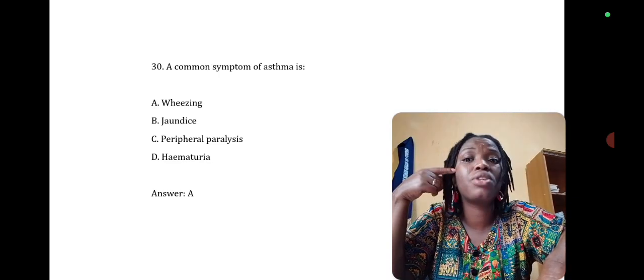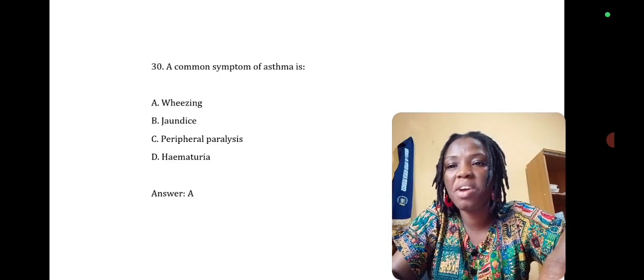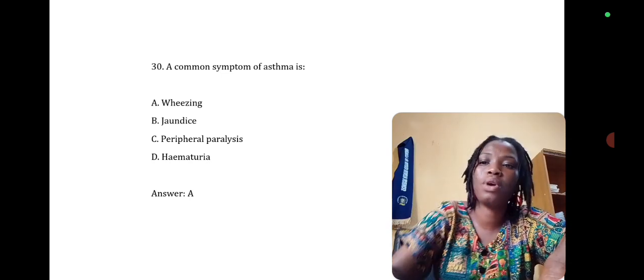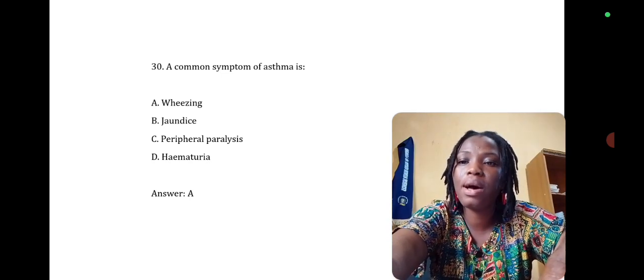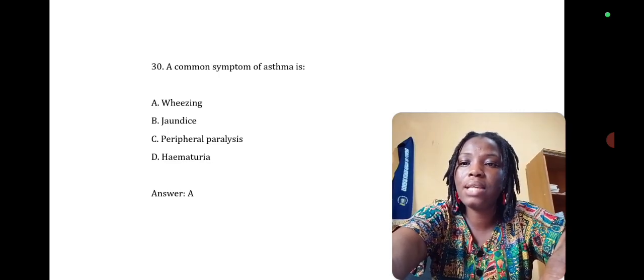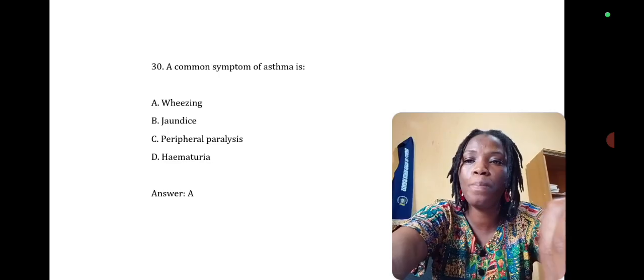Jaundice is yellowish coloration of the eye and the skin. Peripheral paralysis is paralysis. Hematuria is blood in your urine. So the answer is A, wheezing. Wheezing is a common symptom for asthma and a common symptom for COPD.